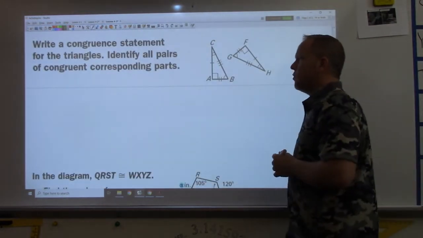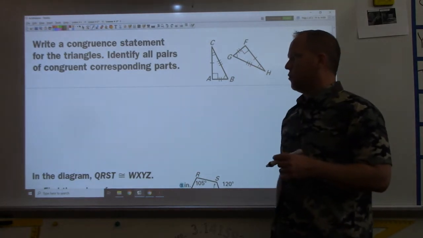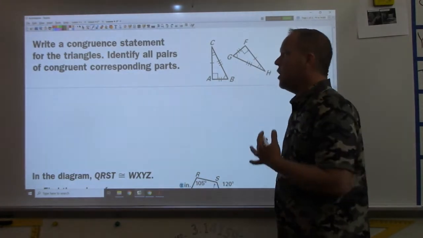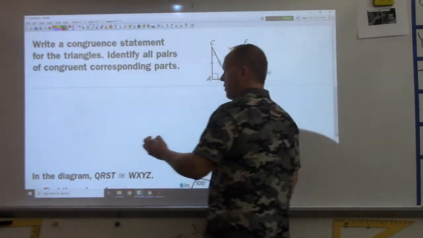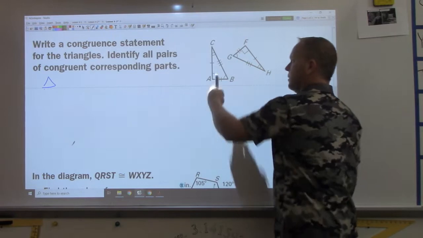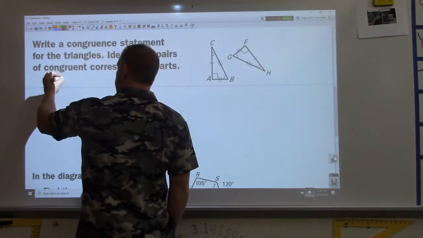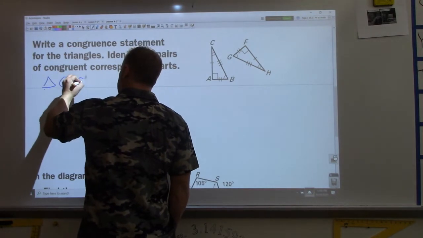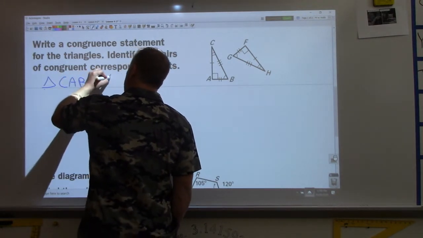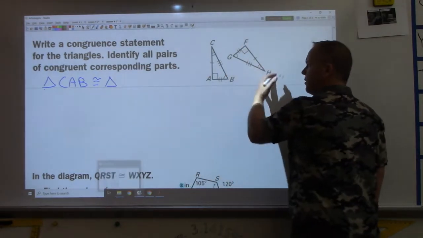It says, write a congruent statement for the triangles and identify all the pairs of congruent corresponding parts. So, first off, congruent statement. Let's start there. Triangle. Pick these letters in any order you want. Okay? I'm going to say CAB. Is congruent to triangle. Now, look at the other diagram.